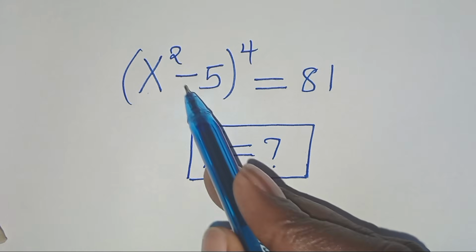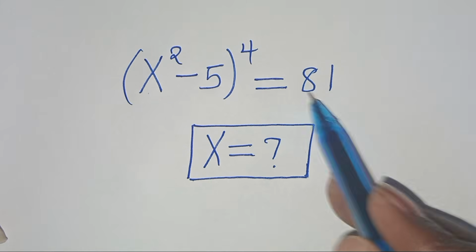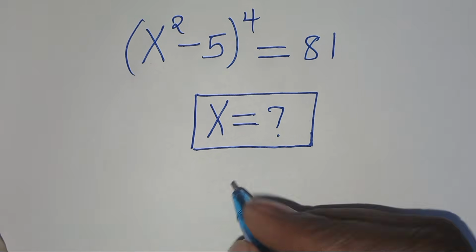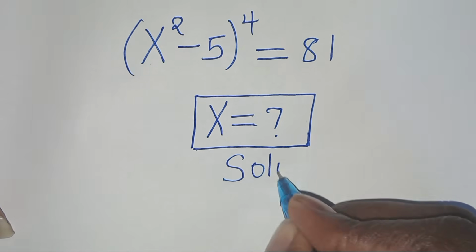x to the power of 2 minus 5, raised to the power of 4, is equal to 81. So what are the values of x? Now let's provide a solution from here.